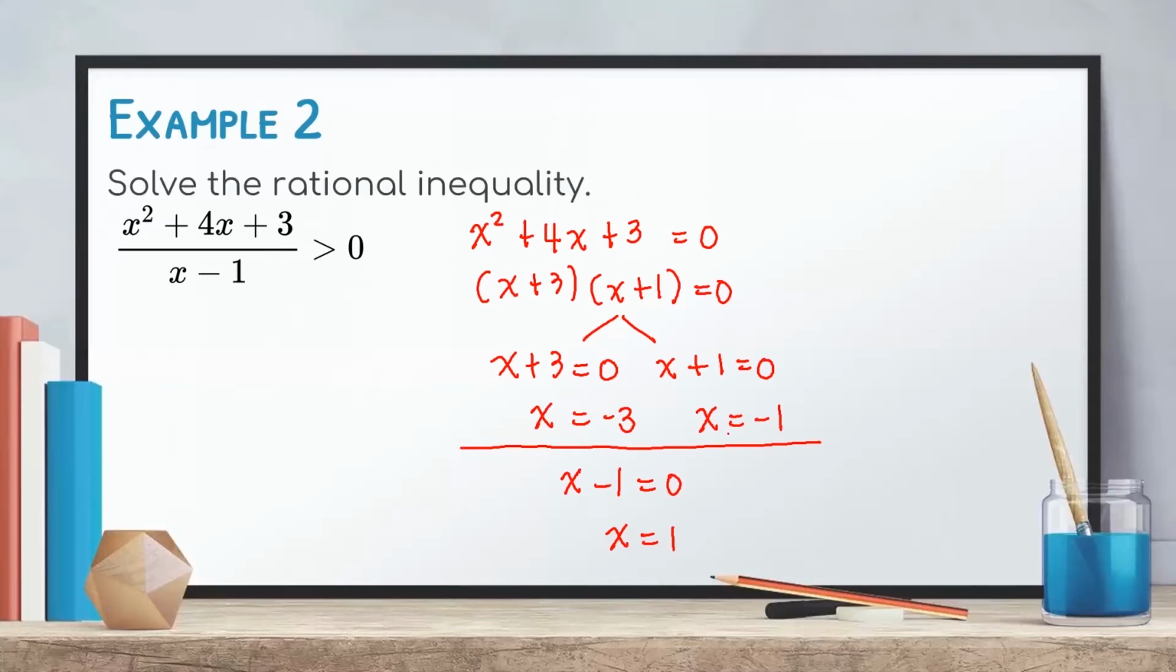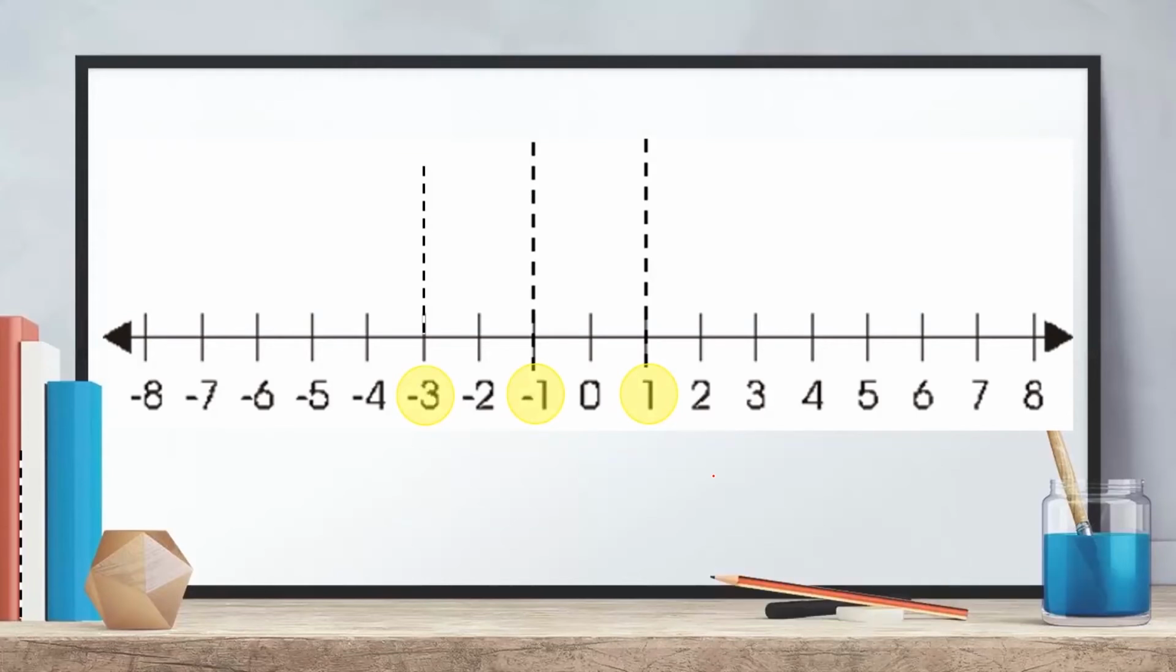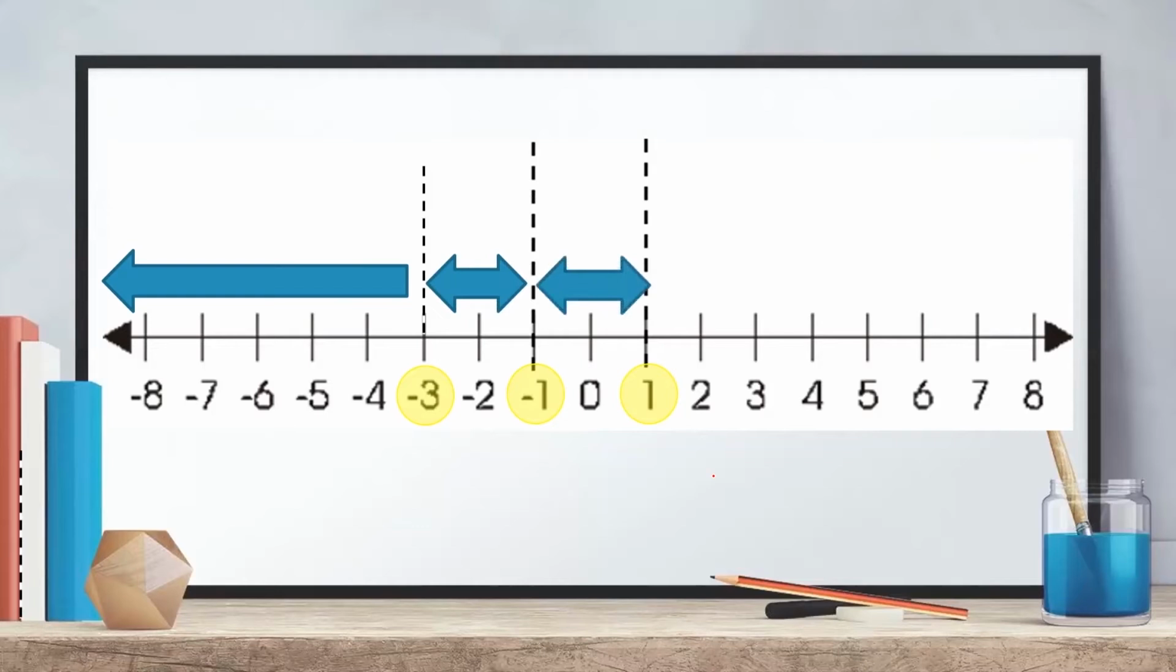After determining the zeros, we will be using these values to determine the intervals in the number line. Since we have three zeros, namely -3, -1, and 1, the number line has four intervals. We have the numbers less than -3, the numbers from -3 to -1, the numbers from -1 to +1, and the numbers greater than 1. Select a testing point from each interval.